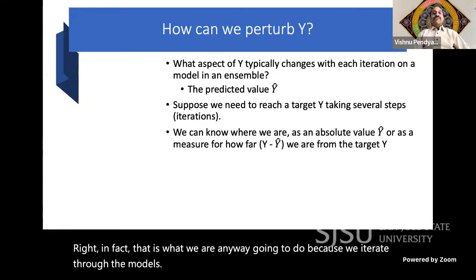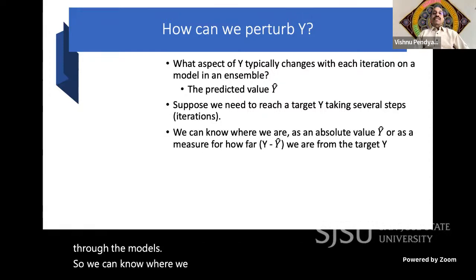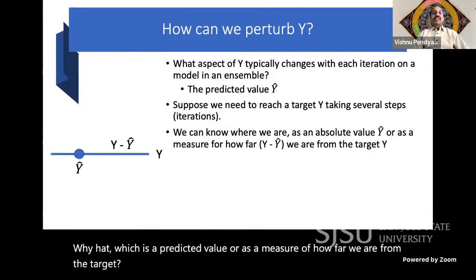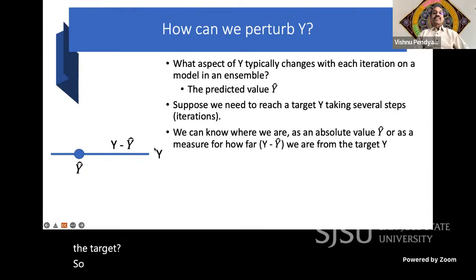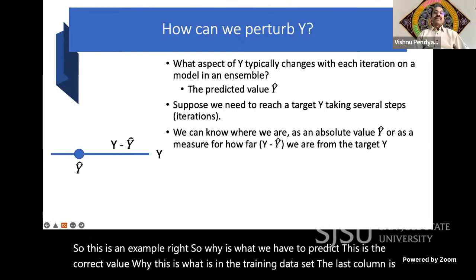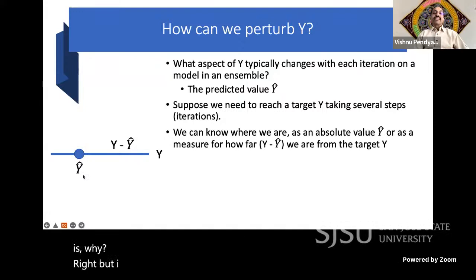So we can know where we stand as an absolute value, y hat, which is a predicted value, or as a measure of how far we are from the target, right? So this is the example. y is what we have to predict. This is the correct value, y. This is what is in the training data set. The last column is y, right? But our prediction is y hat.